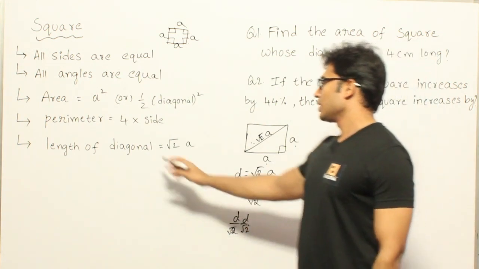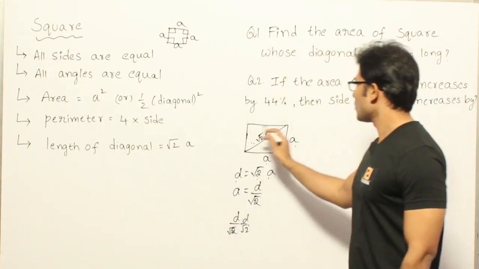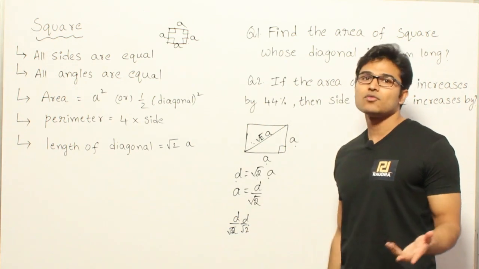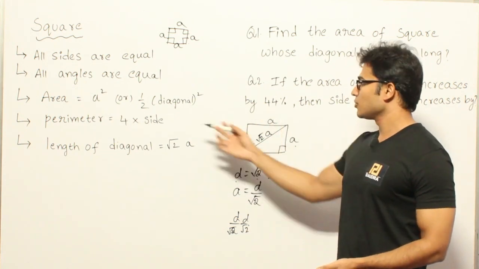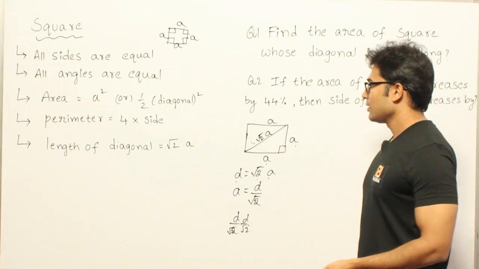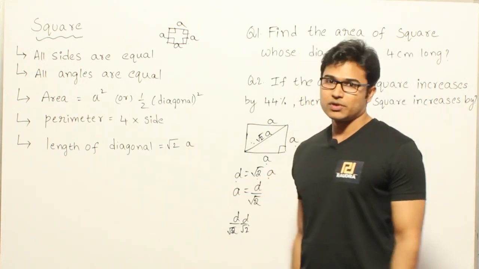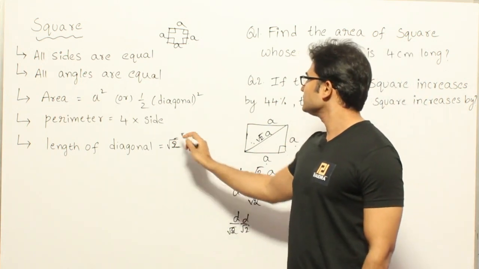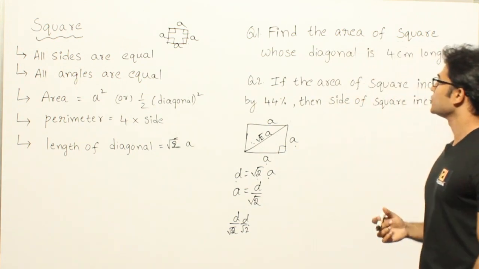And what is the other one? Perimeter. Perimeter is nothing but sum of all the sides. So here we have 4 sides, each of length a, therefore perimeter is going to be 4a. And the diagonal length anyway is root 2a, which we have already seen. Okay. Now let's see some problems on that.